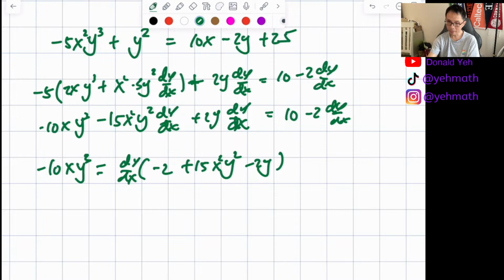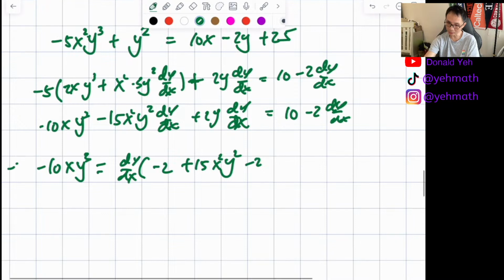I think you forgot to move the 10 on the right. It's 10 minus 2 dy dx. Okay, so hold on a second. I missed a 10, right? Yeah. I missed 10 somewhere, so this should be negative 10 on the left. Yeah, I did forget about that.